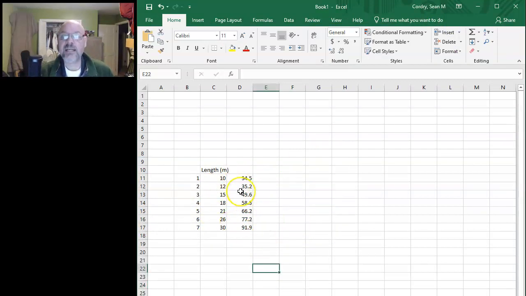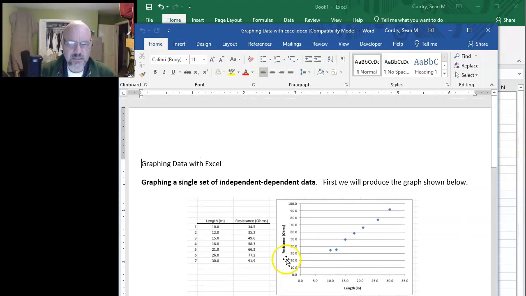All right, I've gone ahead and put in the first set of data here, and it's almost complete. I don't have my value in here, so I've got to look at the worksheet to see what that's supposed to be. Resistance in ohms, okay.